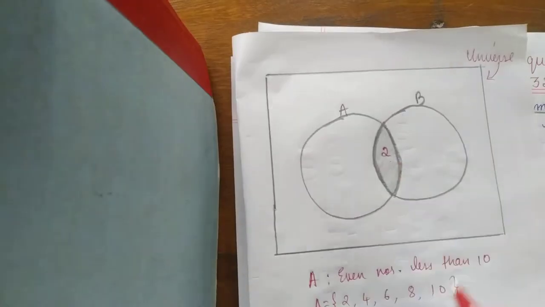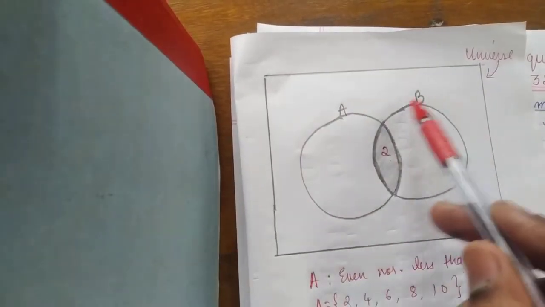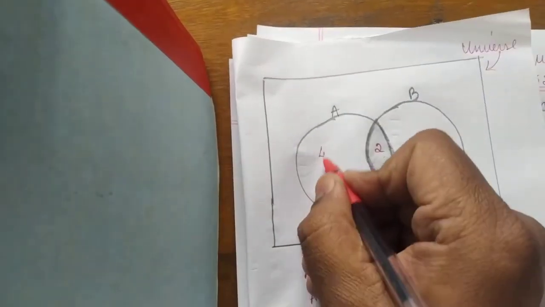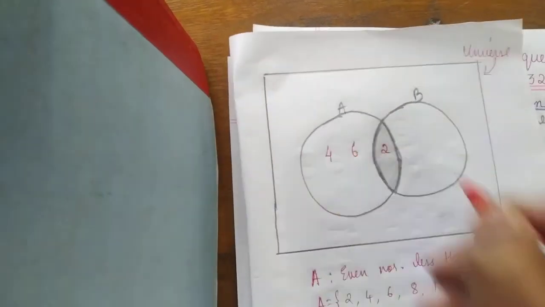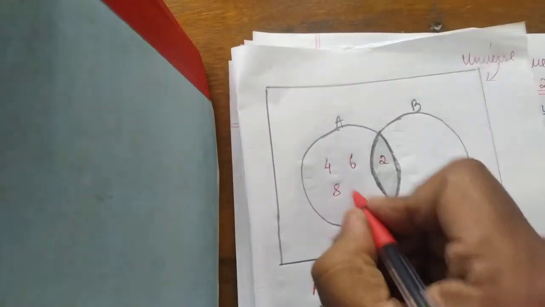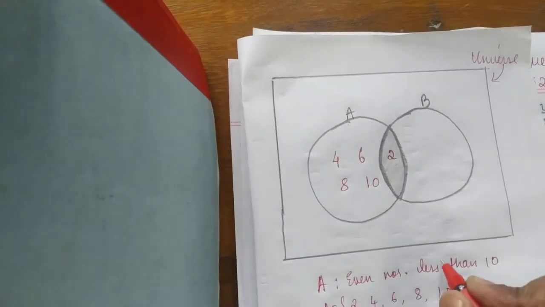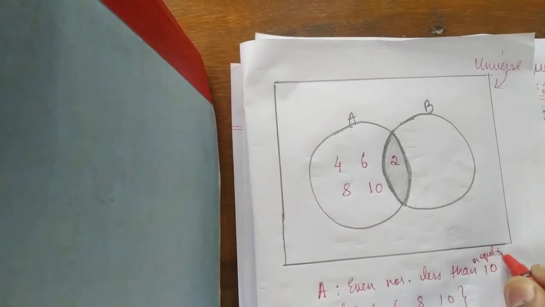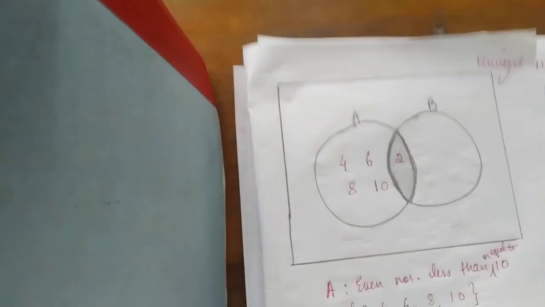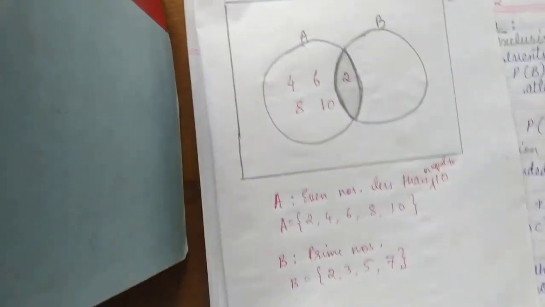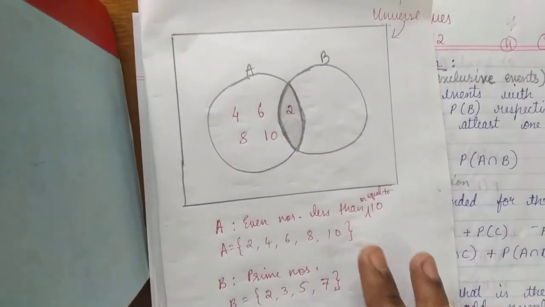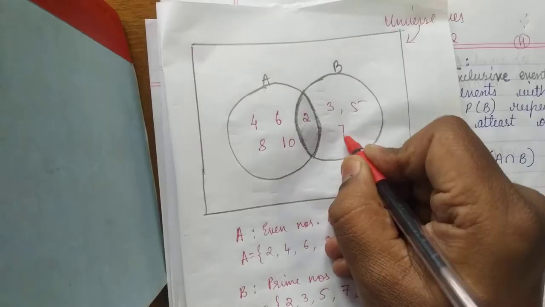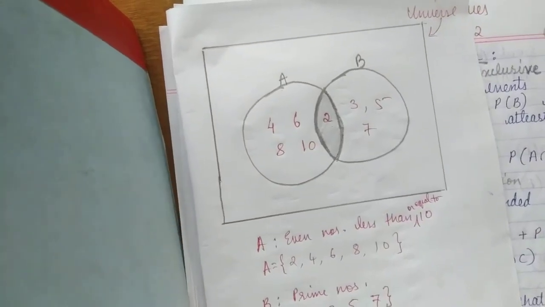Now 2 is there in A, and 2 is there in B also, right? And it is common to A and B. Now 4 is not there here, and then 6, 8, 10. Even numbers less than or equal to 10, then only 10 will come. If it is less than 10, then 10 will not come in this. The next thing, 2 is already written, then 3, 5 and 7. So this is how you write a Venn diagram.